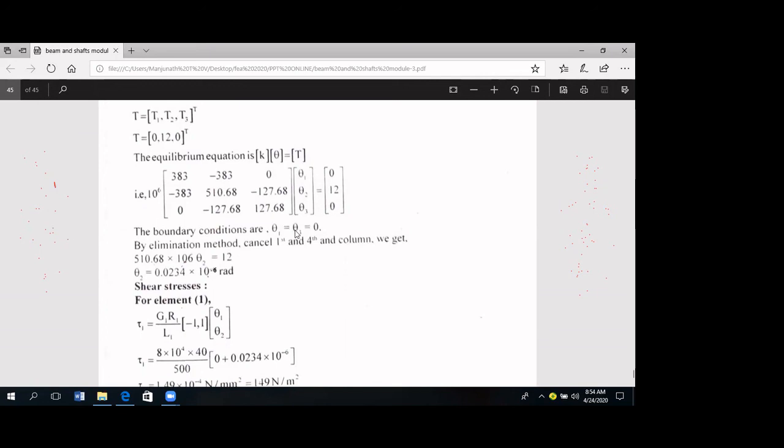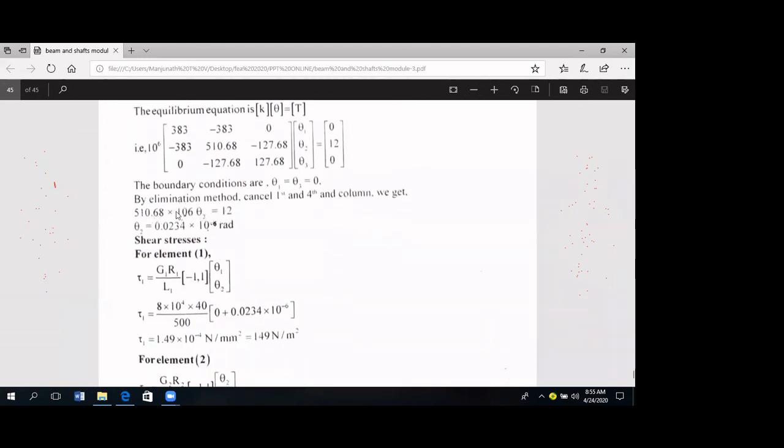By using the elimination method of handling boundary conditions, the rows and columns corresponding to theta 1 and theta 3 are eliminated. You can see here the theta 1 rows and columns eliminated, and similarly the theta 3 rows and columns eliminated. It only remains with 510.68 into 10 to the power of 6, which is equal to 12. Only one coefficient value remains here. So from this simultaneous equation, we can find theta 2. Theta 2 is equal to 0.0234 into 10 to the power of minus 6 radian. This is how we can find the angle of twist for the hollow shaft.